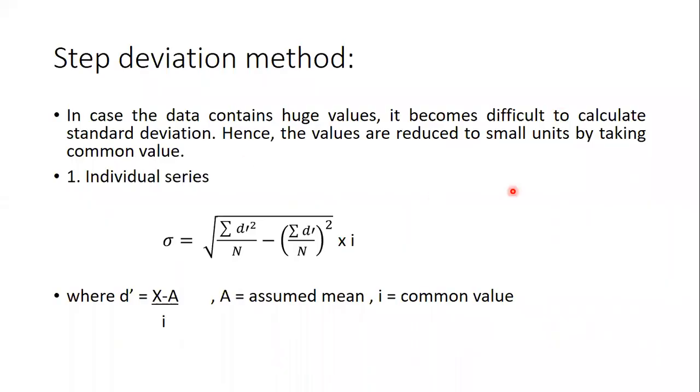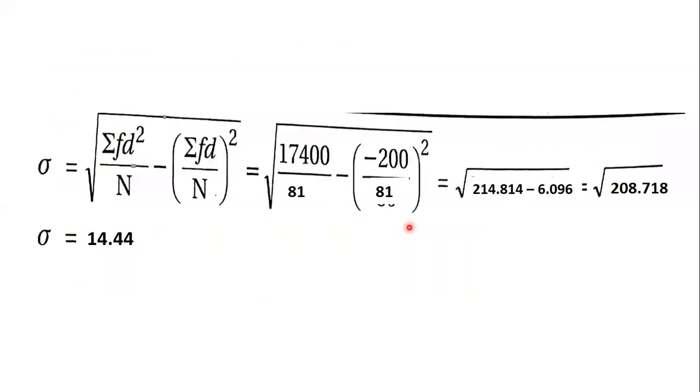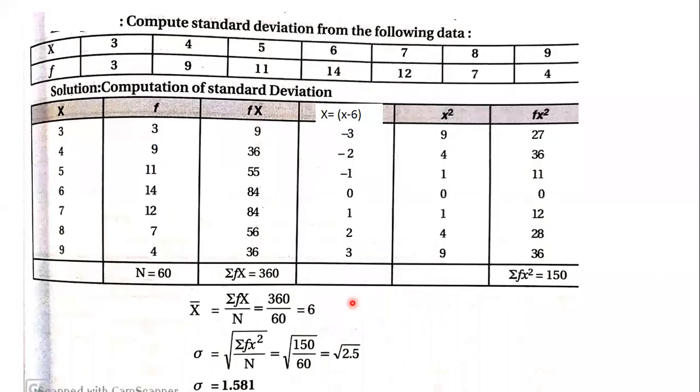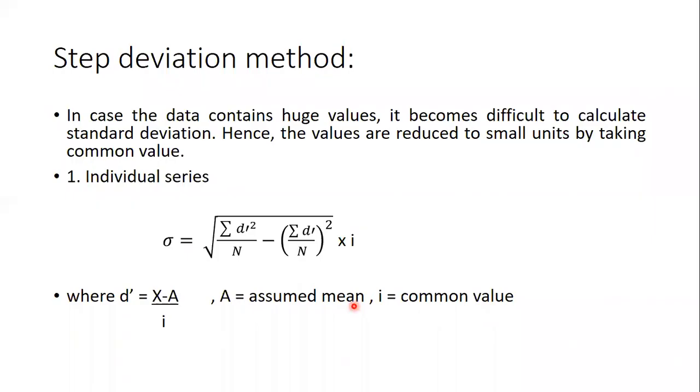Let's go back and see which are the three methods we were supposed to learn. We learned actual mean method. We learned assumed mean method, which was taught yesterday and I finished today. Now the next method is step deviation method. This is the last method under standard deviation. So let's learn what is there under step deviation method. We will see the steps here, and when to use step deviation also we will learn.